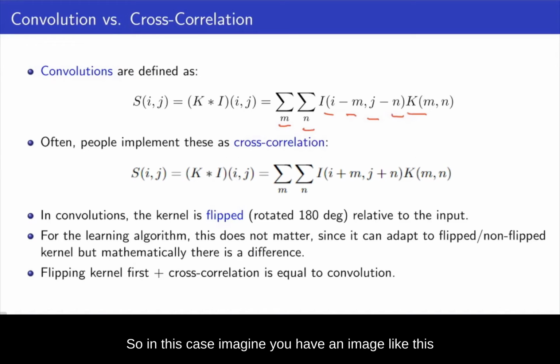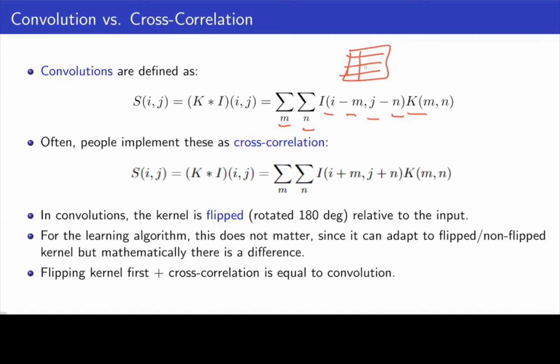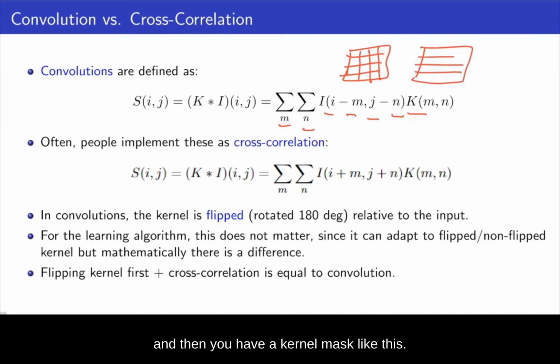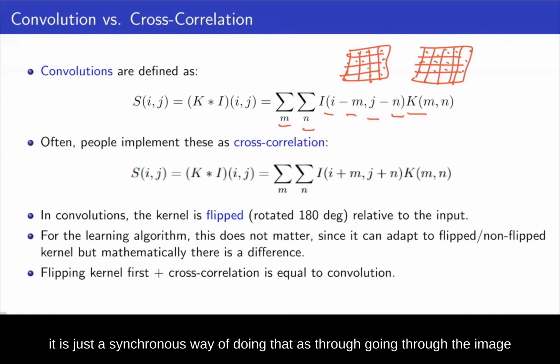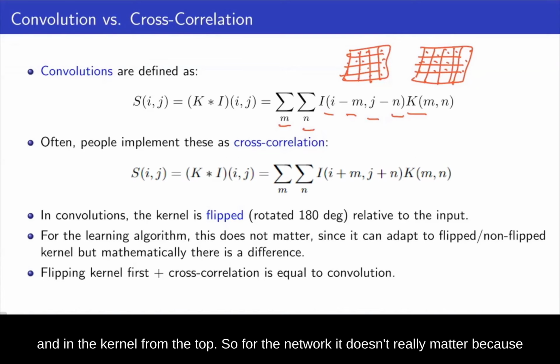So in this case, imagine you have an image like this, and then you have a kernel mask like this. In this image, you would go backward like this, and in the kernel, you would go forward like this. Whereas in cross correlation, which is what is usually implemented in all the packages, it is just a synchronous way of going through the image and the kernel from the top.